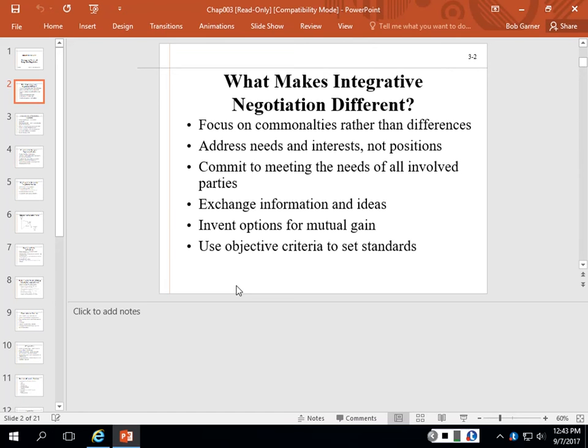Exchange information and ideas. For this to work, you've got to be able to share, and so that requires trust. If you're going to have an integrative negotiation, you've got to trust the people you're dealing with. You can invent options for mutual gain. You don't need to stick strictly to what's available out there, and you use objective criteria to set standards, objective so we can measure it.